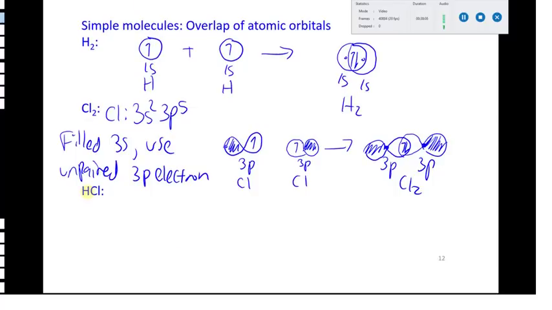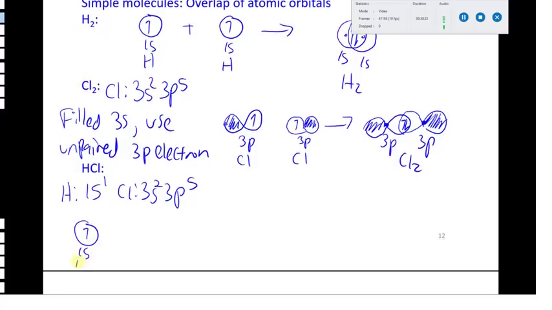So if we have HCl, the hydrogen is going to have its unpaired electron in a 1s orbital. The chlorine, as we saw, is going to have its unpaired electron in a 3p orbital, and those two can overlap with each other as well. So we have a 1s from hydrogen with an unpaired electron. We have a 3p orbital from chlorine with an unpaired electron. And these two can also come together to make a bond where the 1s orbital from hydrogen overlaps with the 3p orbital from chlorine.